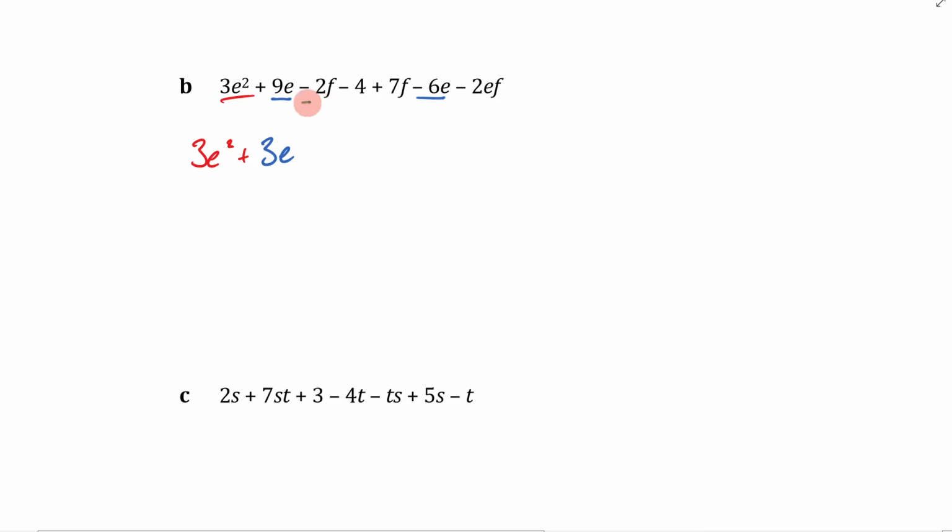We've got negative 2f plus 7f. So what is negative 2 plus 7? Negative 2 plus 7 is going to be plus 5f. Sorry, my brain just kind of broke there for a second. Plus 5f.